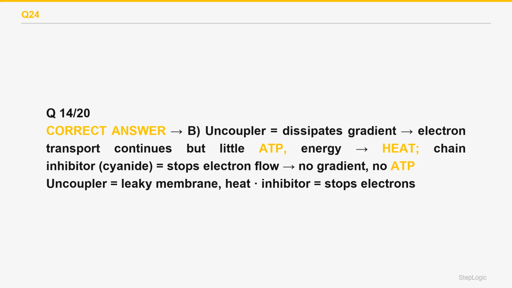Brown fat uses the natural uncoupler thermogenin, UCP1, to generate heat. The uncoupler dissipating the gradient as heat, with continued electron transport and little ATP, versus the chain inhibitor stopping electron flow entirely, is the distinction.